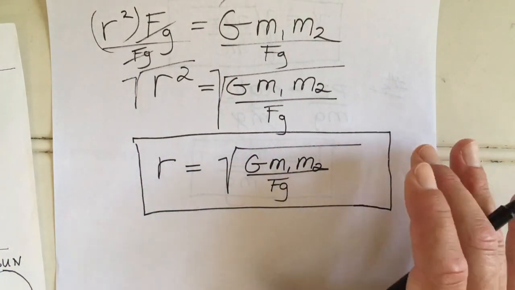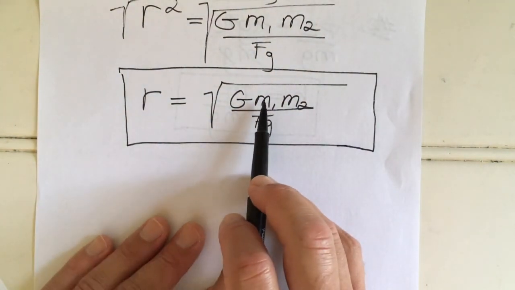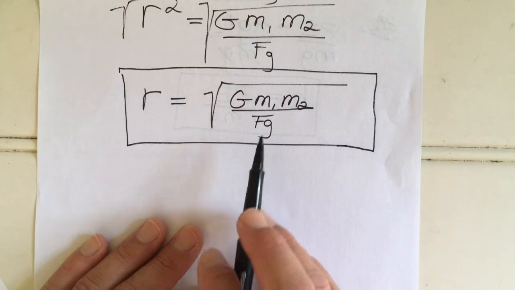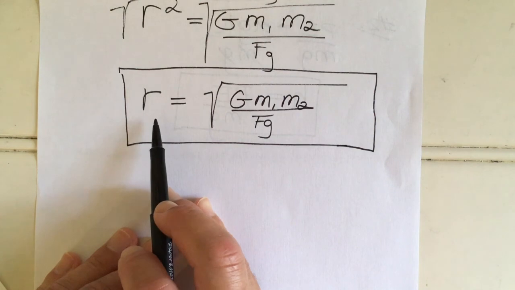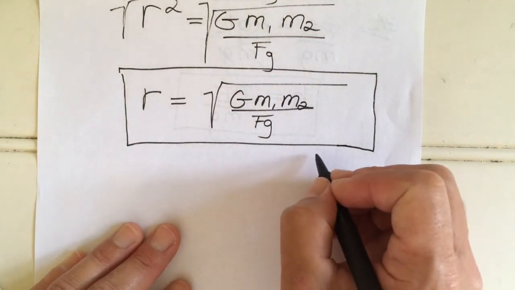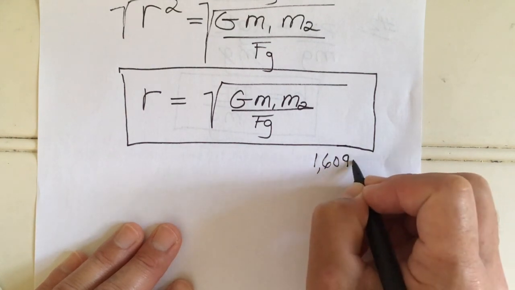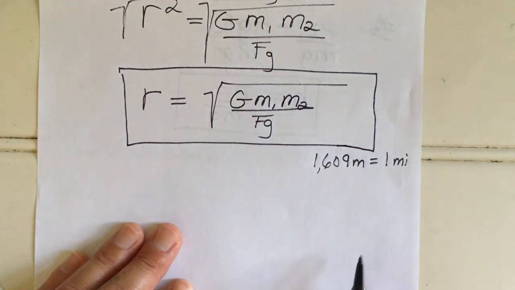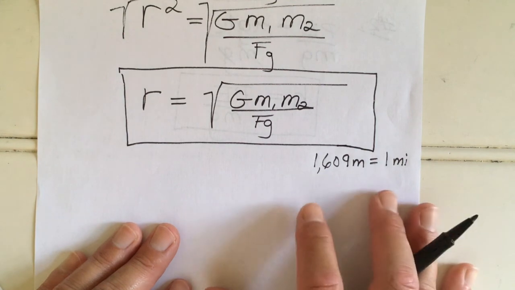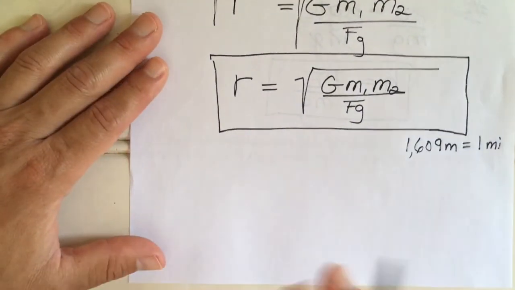But when we use it, we have to be very particular with our units. For instance, the units on M have to be in kilograms for both of these, and the units on Fg have to be in newtons, and your answer is going to be in meters. And you have to remember that there's 1,609 meters in 1 mile. And we'll talk about conversion factors soon enough. So if you're wondering, well, how many miles is it when you get your final answer, that's what you're going to do. So I'm going to rewrite this with some numbers in here.